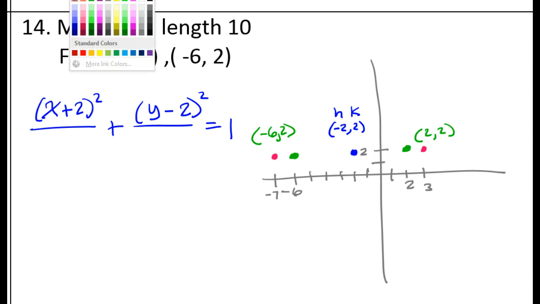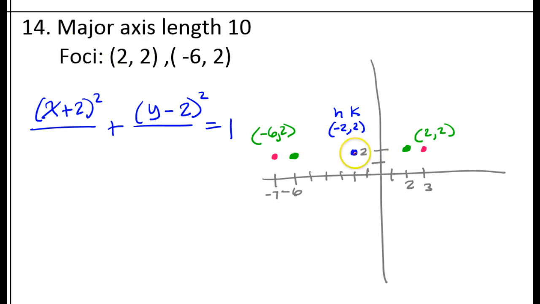So the a value is the distance from the center to a vertex. That red line I just drew, that arrow, is the a value. So this is from -2 to 3, a total of 5. So my a value is 5, which means that a squared is 25. So this is going to be one of my denominators, but which one? Notice that this is horizontal. This is the x direction. So the 25 needs to go in with the x term. So the 25 will go right here.